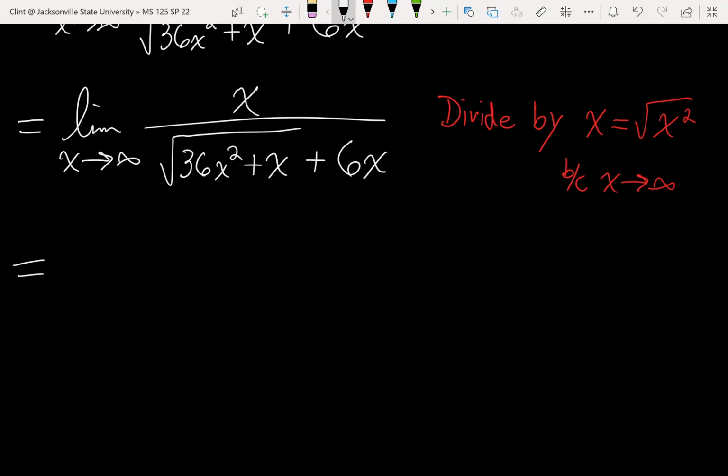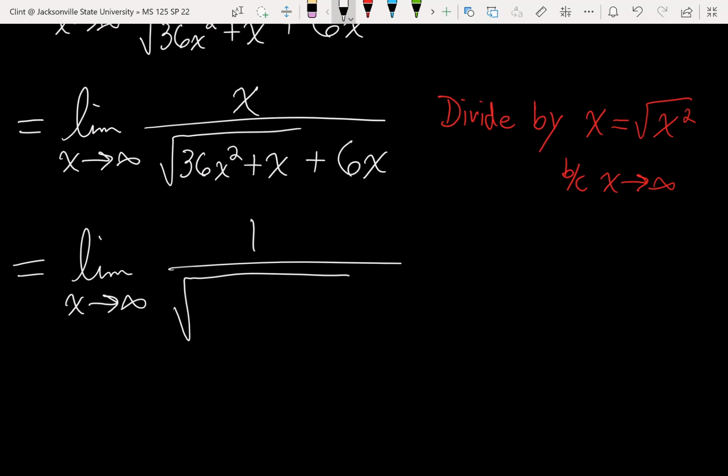So what do we get? Top divided by x over x is 1. Then 36x squared over x squared. X over x squared, 1 over x. And then on the outside of that, 6x is just not under the radical, 6x divided by x, so we get 6. And then this is a little different than what we've seen, but we can still use our rule.